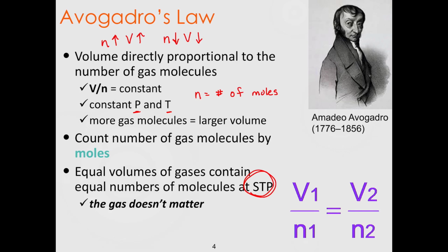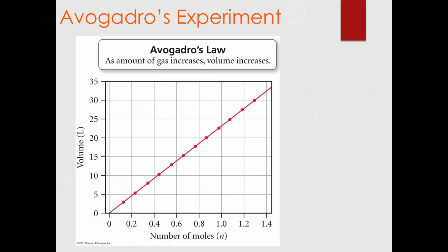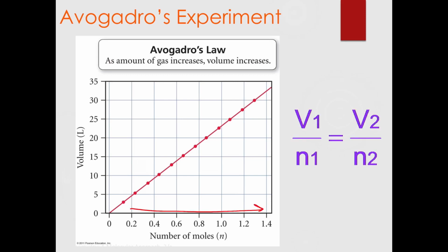So here's his relationship: V1 over N1 equals V2 over N2, because our V over N is going to be a constant. So we can set one set of conditions before equal to the set of conditions after. So here's his law. As we increase the number of moles of our particles, we are increasing our volume. So V1 over N1 equals V2 over N2.